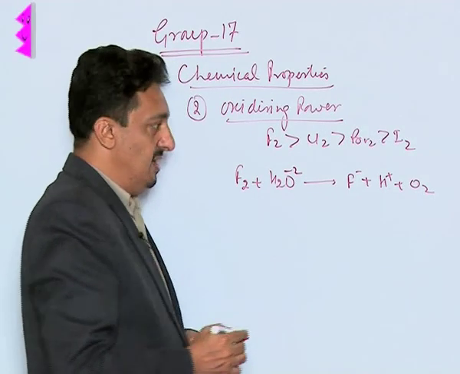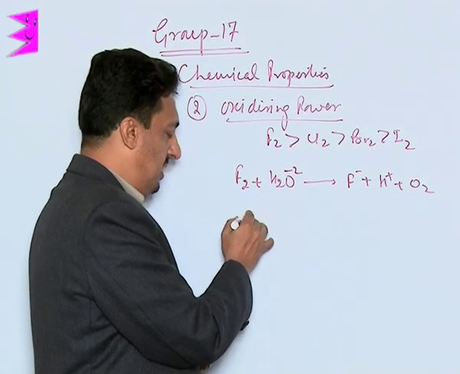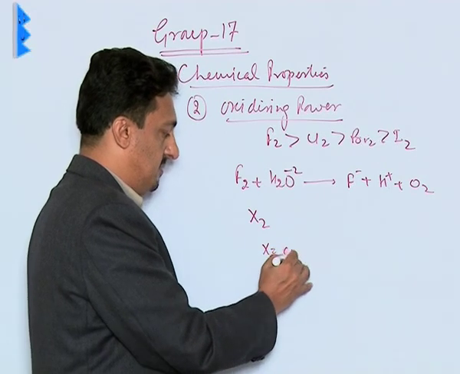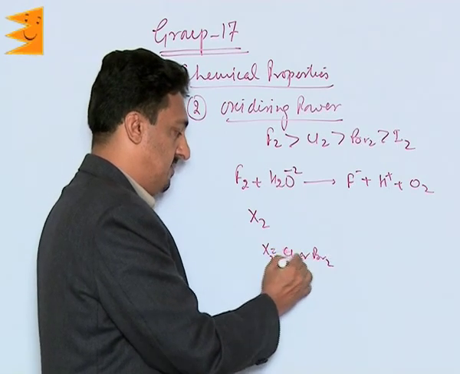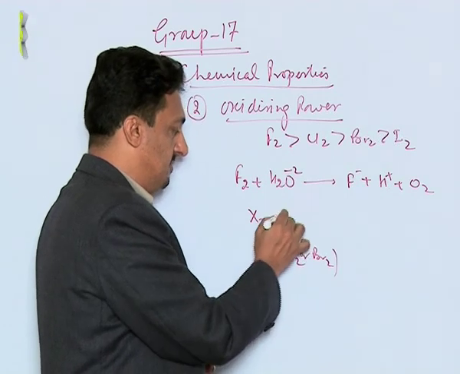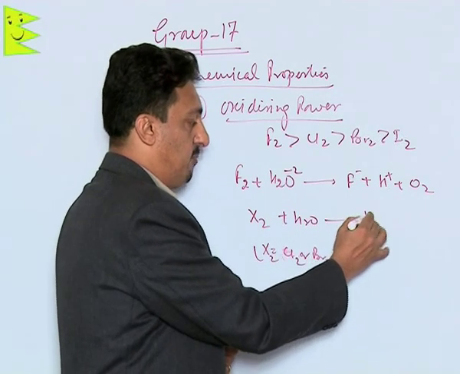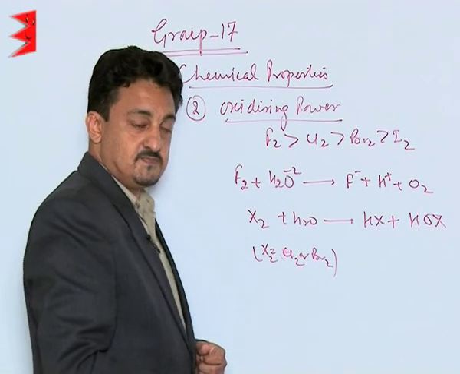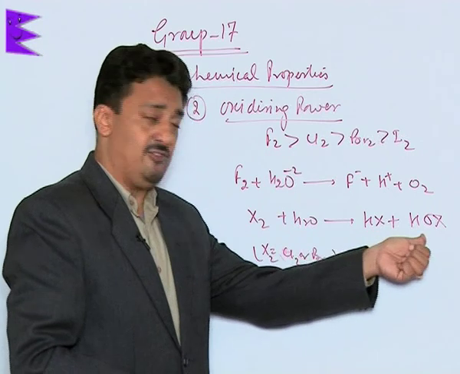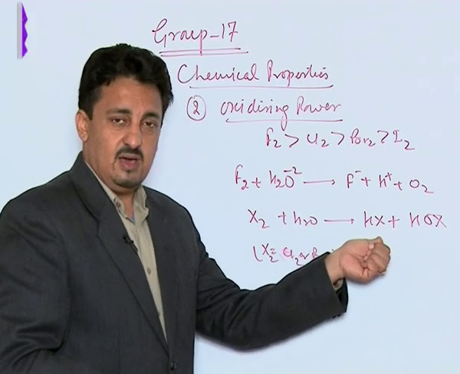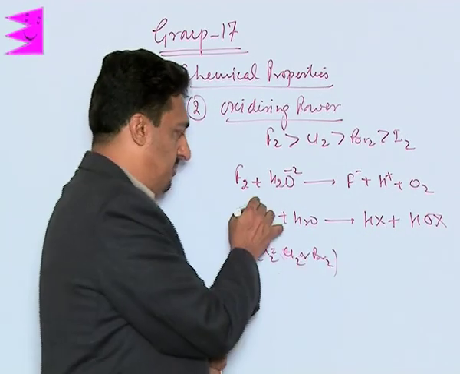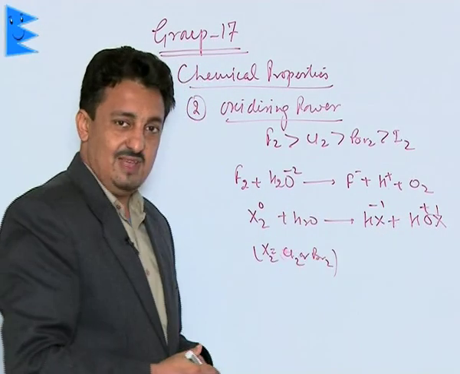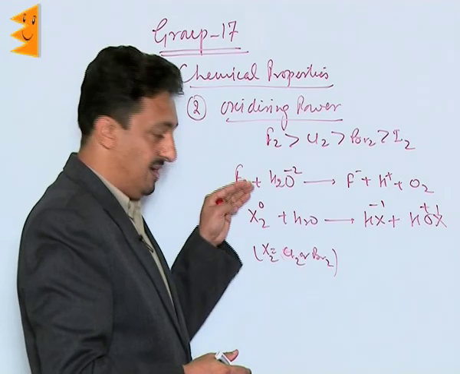Whereas the chlorine and bromine, like here X will be your chlorine or it can be bromine, in their aqueous medium show a disproportionation reaction to form HX and HOX. Like chlorine forms HCl and HOCl, hypochlorous acid and hydrochloric acid. So from 0 they get changed to -1 and +1, so that's the disproportionation reaction. So their oxidizing power is less.